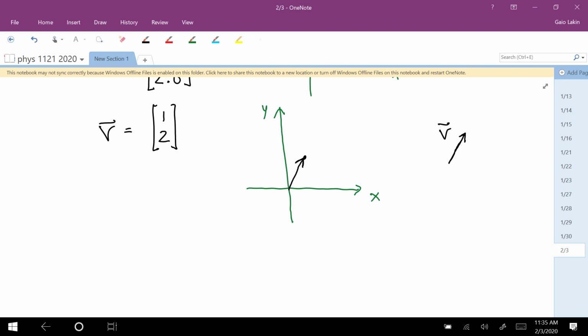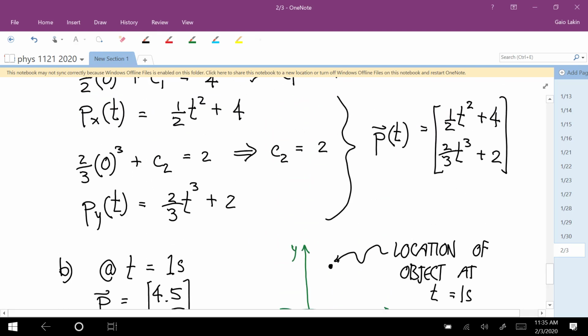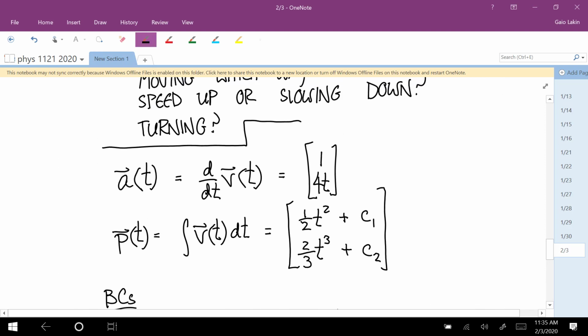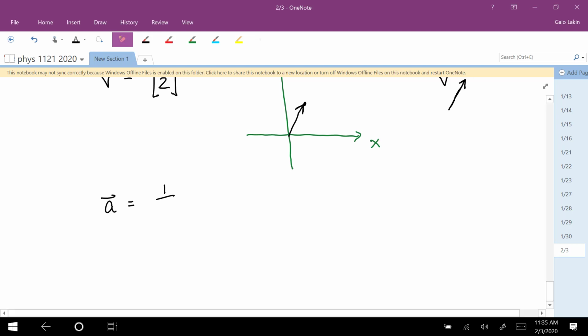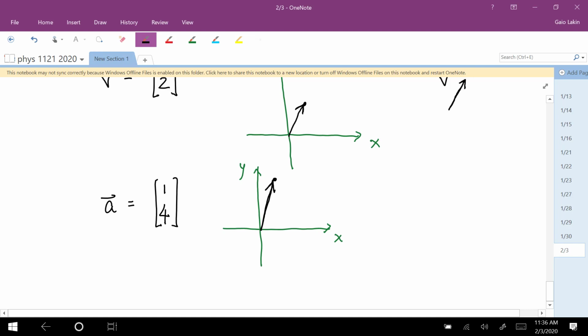And then the acceleration vector at time equals 1 second. There's no t in the x, so that just stays 1. Plug in 1 for t here, and you get a vector 1, 4 for the acceleration. Get a sense of the direction here. We'll go over 1, up 4. So it's steeper than the velocity vector.